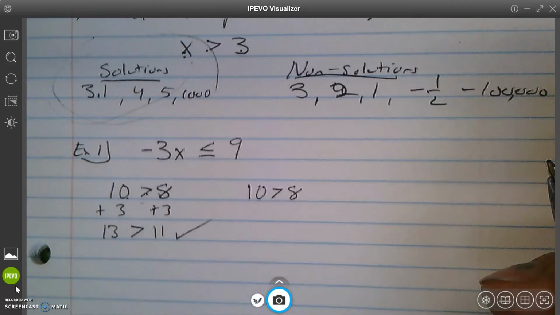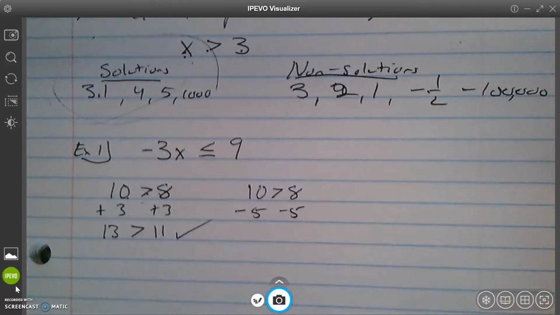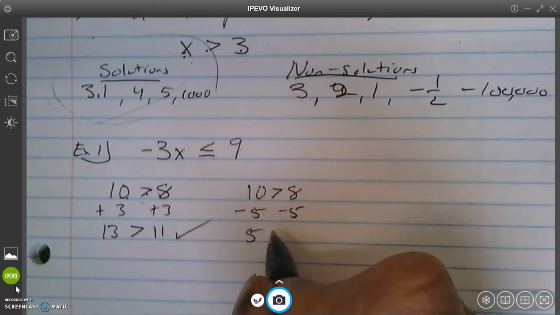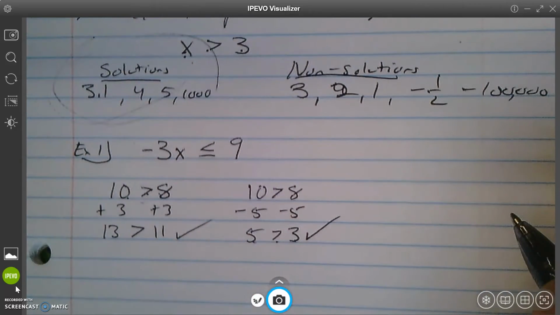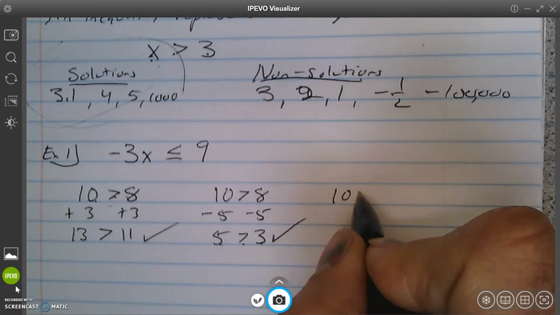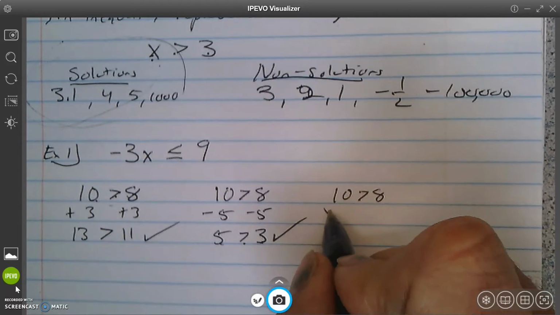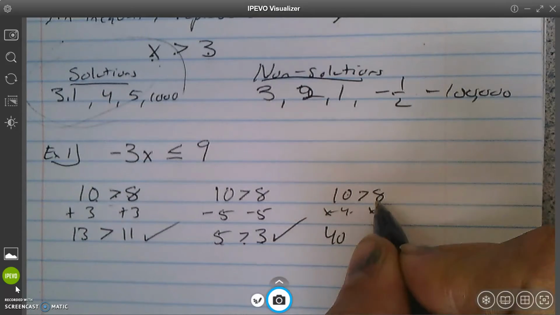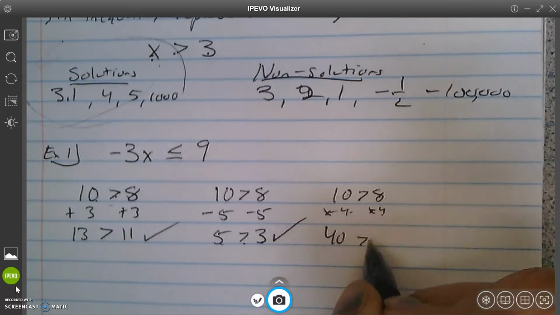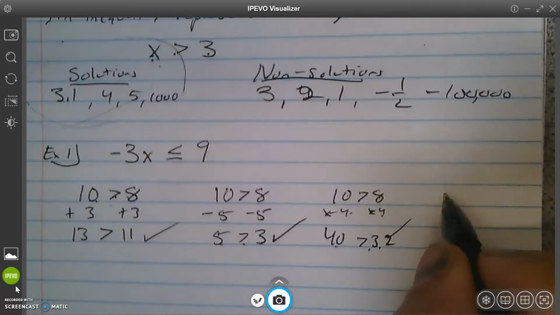What if I subtract a number from both sides, like 5? Just making it up. 10 minus 5 is 5. 8 minus 5 is 3. Is 5 greater than 3? Yeah, that's still true. What if I multiplied by a number? Let's multiply by 4. I'm making it up, times 4. 10 times 4 is 40, okay. 8 times 4 is 32. And 40 is greater than 32. Okay, cool, we got that too.